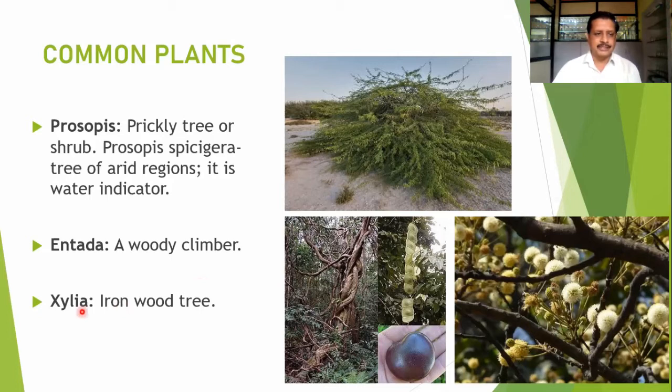Then another one is the Xylia. It is known as the ironwood tree also because of its sturdy branching and stem, which is quite hard, and because of the blackish color, it is known as the ironwood tree.